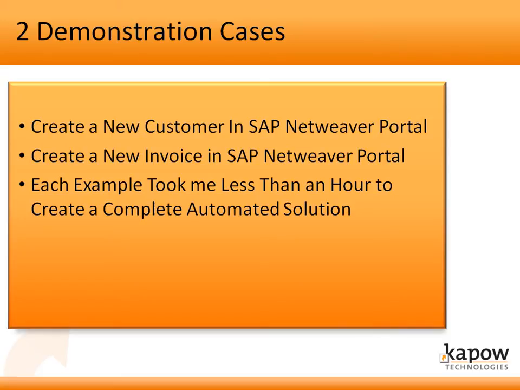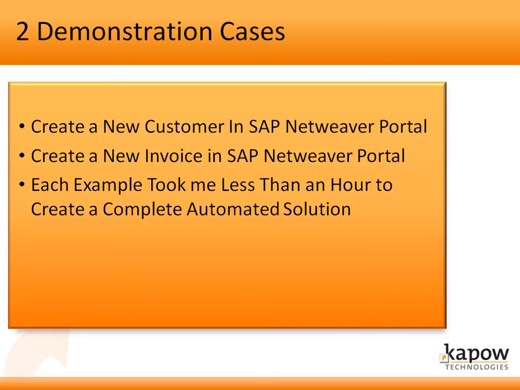In the first, I utilized Kapow to read customer data from a spreadsheet and use this data to create a new customer record in the Netweaver portal instance. In the second example, I used Kapow in a similar way to read from a spreadsheet to create new invoice records in SAP. Quite powerfully, each of these examples took me less than an hour to build a complete automated solution using Kapow. And when I say complete automated solution, I mean that I've created something that won't just work one time. It's not just a one-time load, but instead can be leveraged moving forward in a generic, repeatable way. At a high level, how do you do this with Kapow?